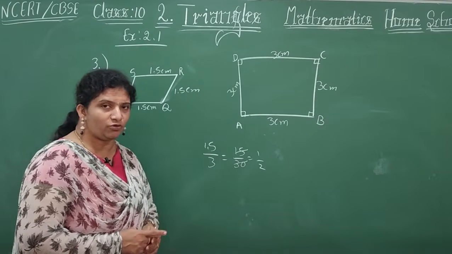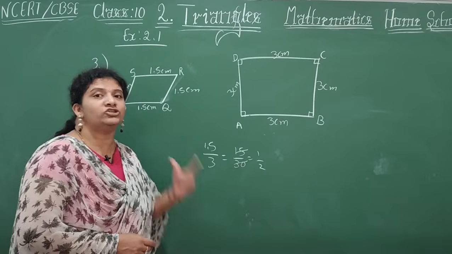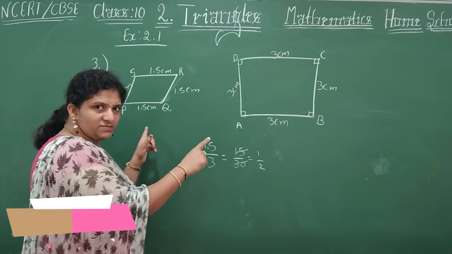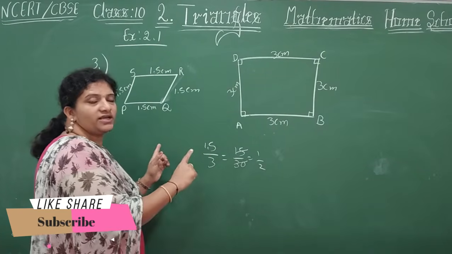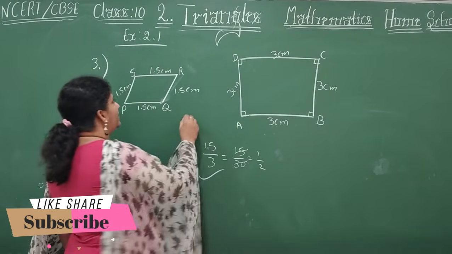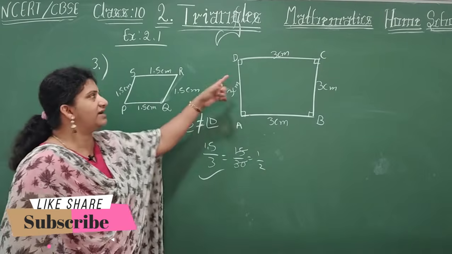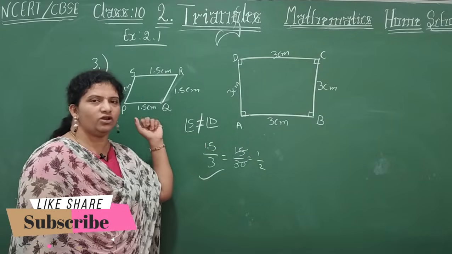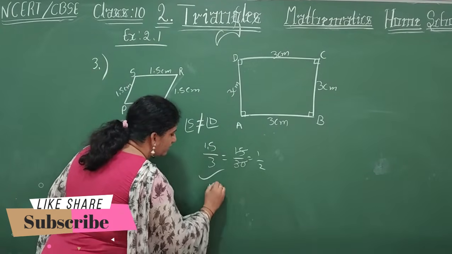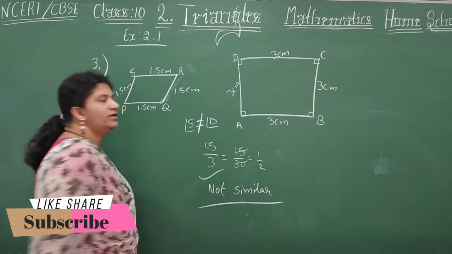The second condition is satisfied. But when you need to say any two figures are similar, they should satisfy both conditions. What are the two conditions? The corresponding angles must be equal and the corresponding sides must be in proportion. Here one condition is satisfied, but angle S is not equal to angle D. Corresponding angles are not equal. This is 90, and here no way you get 90. Therefore, I can say that these two figures are not similar.